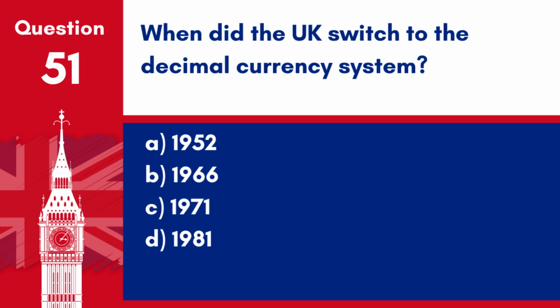Question 51. When did the UK switch to the decimal currency system? A. 1952. B. 1966. C. 1971. D. 1981. Answer C. 1971. The UK switched to a decimal currency system on 15 February 1971, known as Decimal Day.